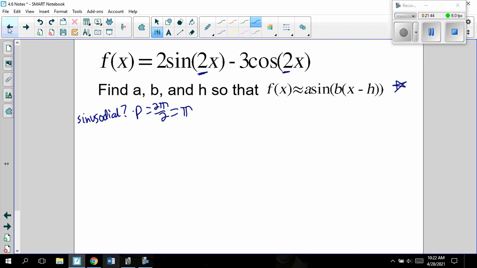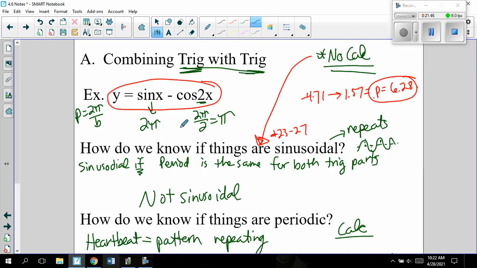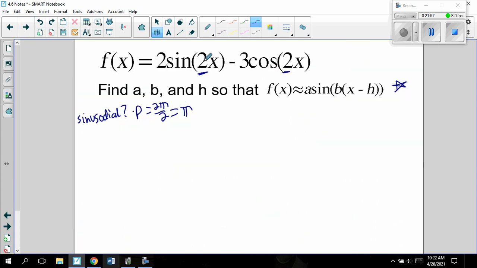So again, I'm going to flip back to where we talked about that. So that's right here. How do we know if this thing is actually sinusoidal, so I can write it in the sine function? It's if the periods are the same for both trig parts. And so that's what we just did. We said, okay, they both have 2's, so they both have that period of pi. So that means that this thing is sinusoidal.